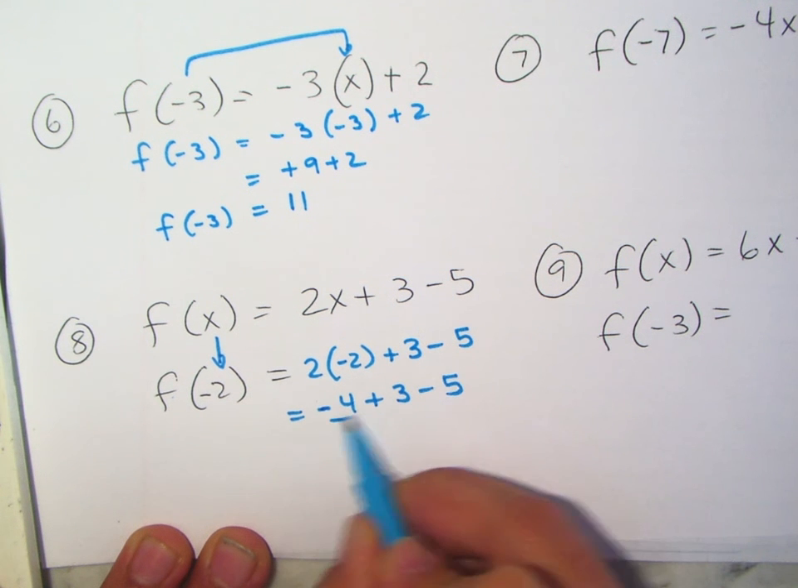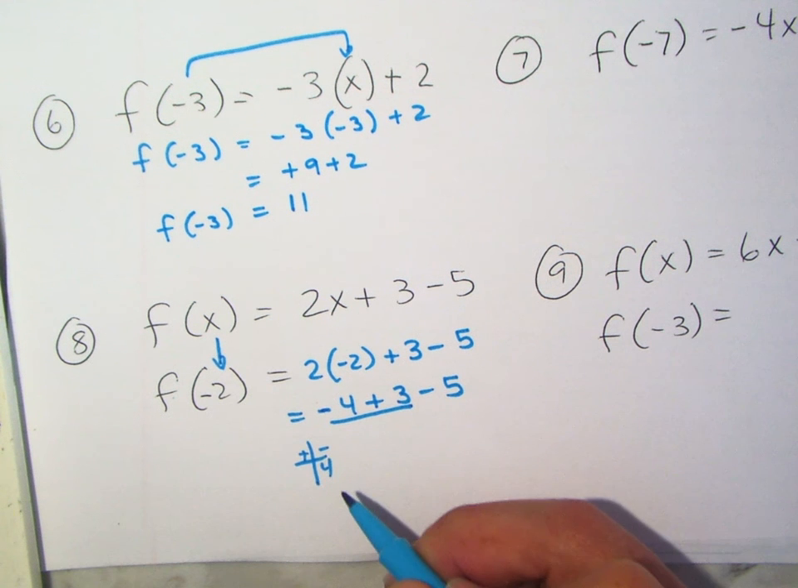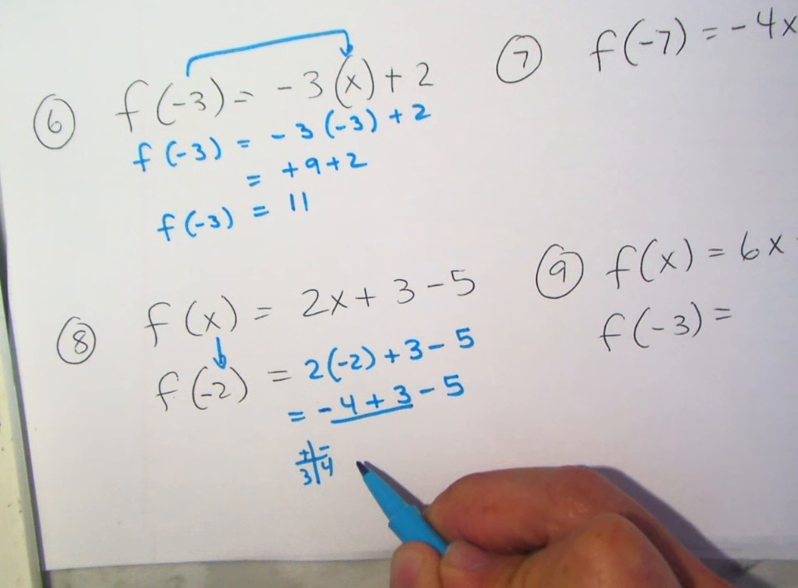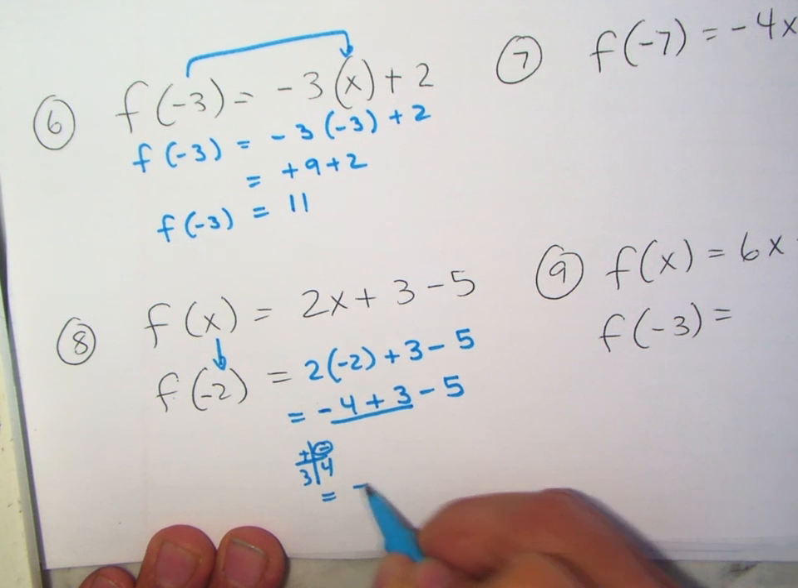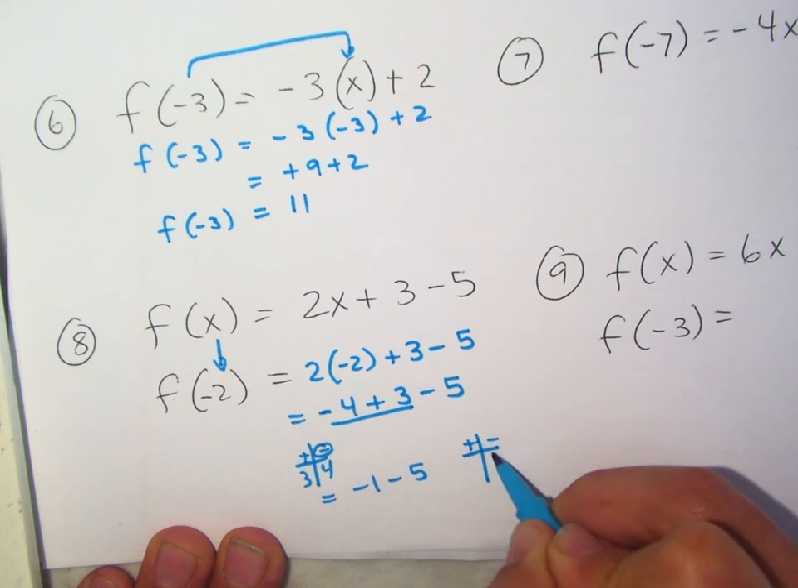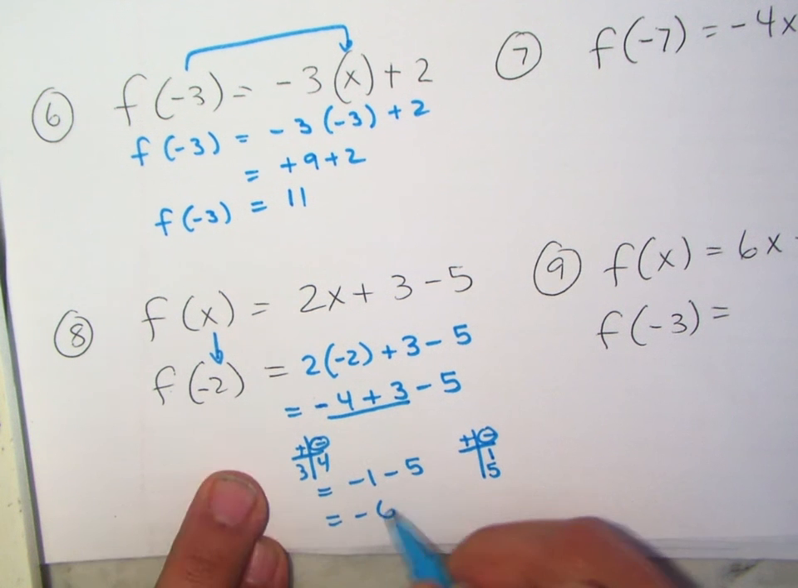So I could do negative 4 plus 3, a little t-chart. Negative 4. Who won here? The negative wins by 1. So I have negative 1 minus 5. And then another t-chart. Negative 1, negative 5. And that's negative 6. Negative 6.